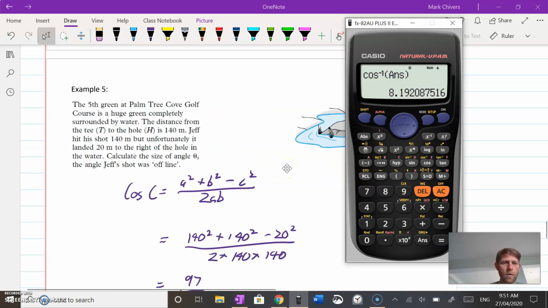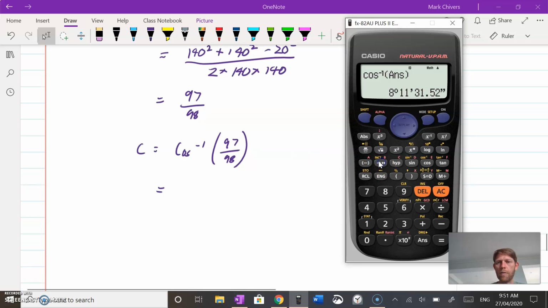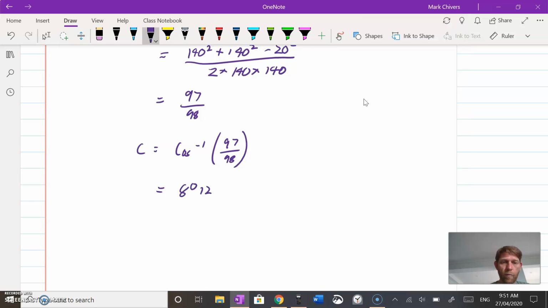Now, I'll just check in our question. Doesn't say how big we want the angle to be. Let's give it to the nearest minute. So 31 seconds is going to round up. So we're going to end up with 8 degrees, 12 minutes. That degree sign's a little bit big. I might make it a bit smaller. So 8 degrees, 12 minutes. Okay, and that's the end of today's lesson.